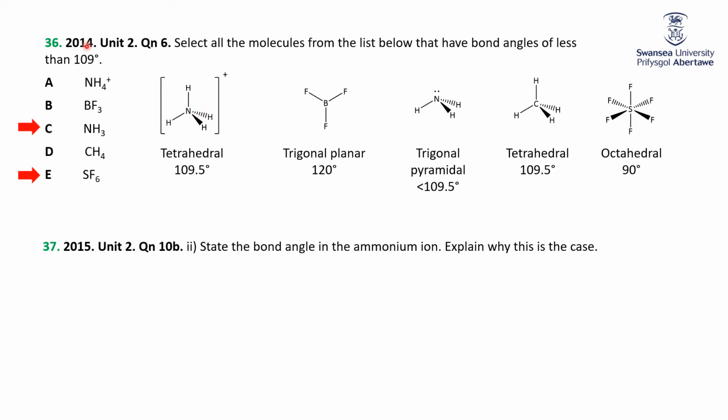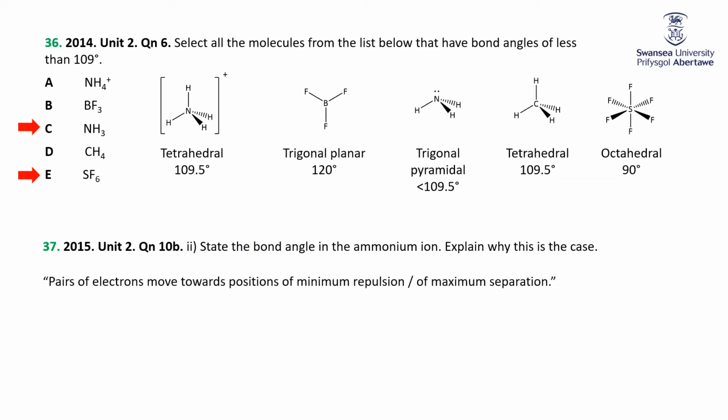The year after this, in 2015, they asked about the bond angle in the ammonium ion. There it is. Why is this the case? Because groups or pairs of electrons move towards positions of minimum repulsion, or maximum separation. And when you have 4 of these, the best way for them to arrange themselves is this tetrahedron.